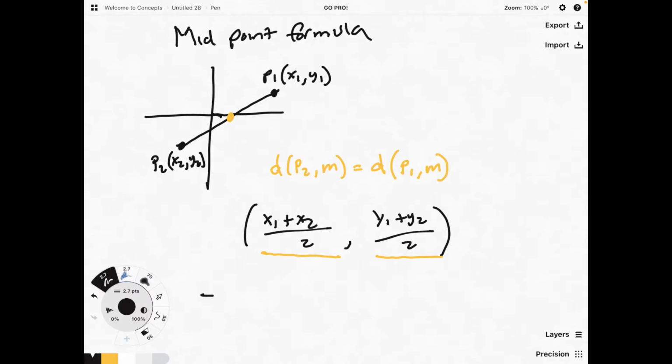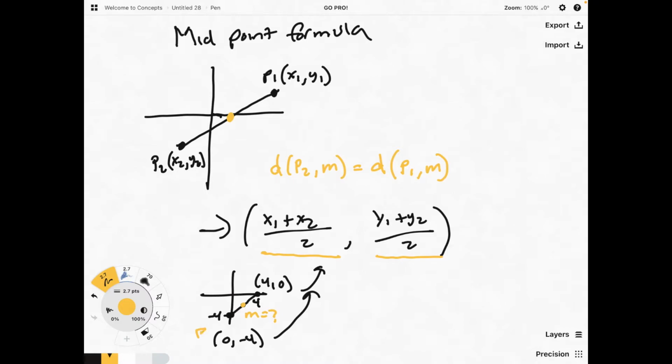If you have the point 4, 0, and you have the point 0, negative 4, what's the midpoint, M? Well, using this formula that we just looked at, we take the point 4, 0, and we take the point 0, negative 4, and we plug it into this equation here.